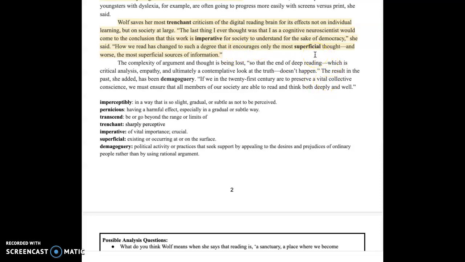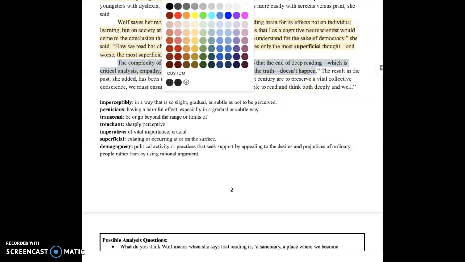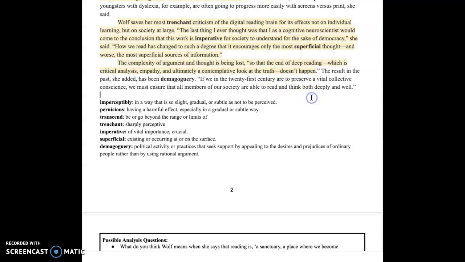That makes me think back to the Why Read infographic, where Kelly Gallagher talked about the societal effects of reading. And here we have that again. I think that's interesting. The complexity of argument and thought is being lost, so that the end of deep reading, which is critical analysis, empathy, and ultimately a contemplative look at the truth, doesn't happen. Ooh, I think that's also important. I've got more than 3 things that I've thought are supporting ideas here. I might go back and re-look at this so that I just have 3.